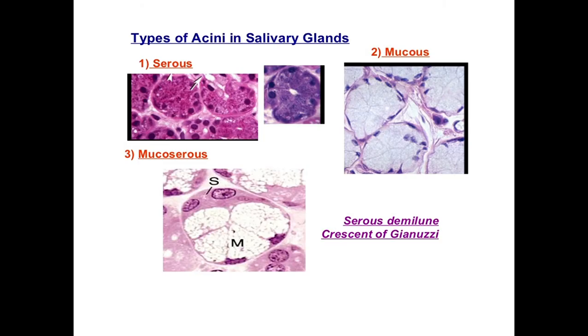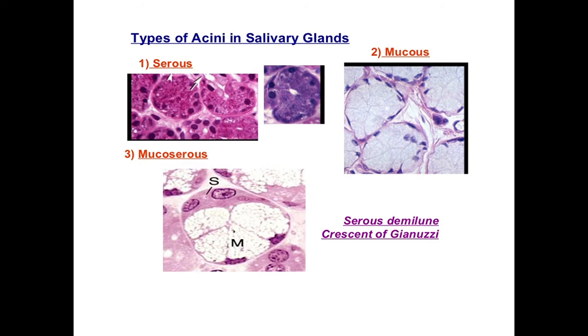We have here different types of acini in salivary glands. So we have the serous, the mucous glands, and the mucoserous gland. This mucoserous gland is also referred to as serous demilune or crescent of Giannuzzi. Giannuzzi is the histologist credited for this gland.